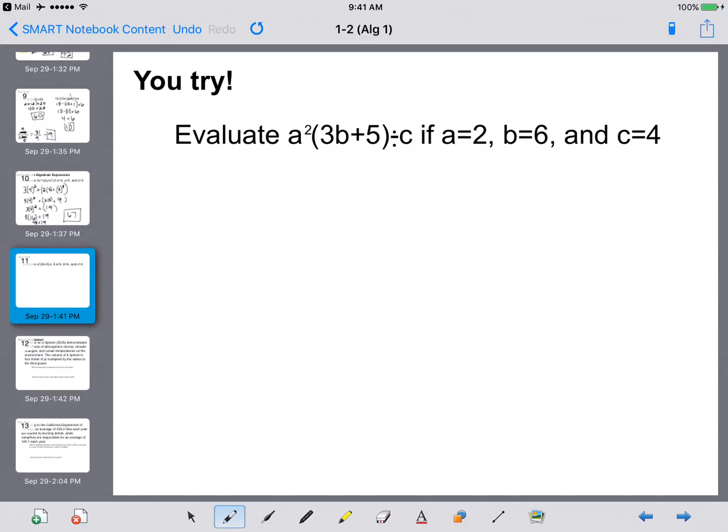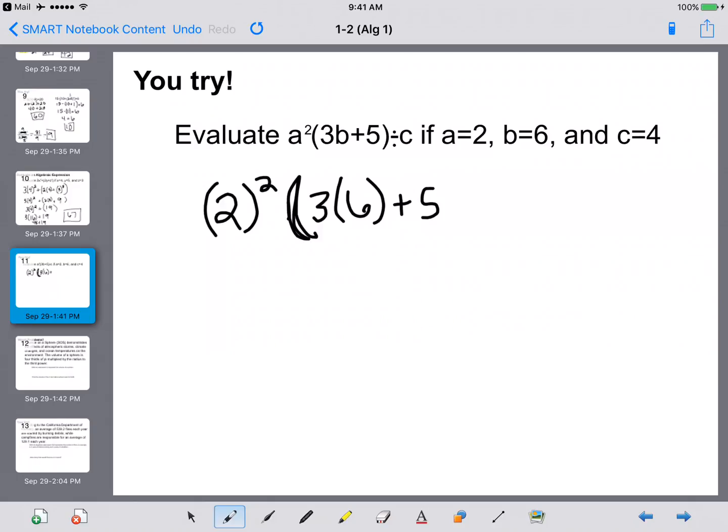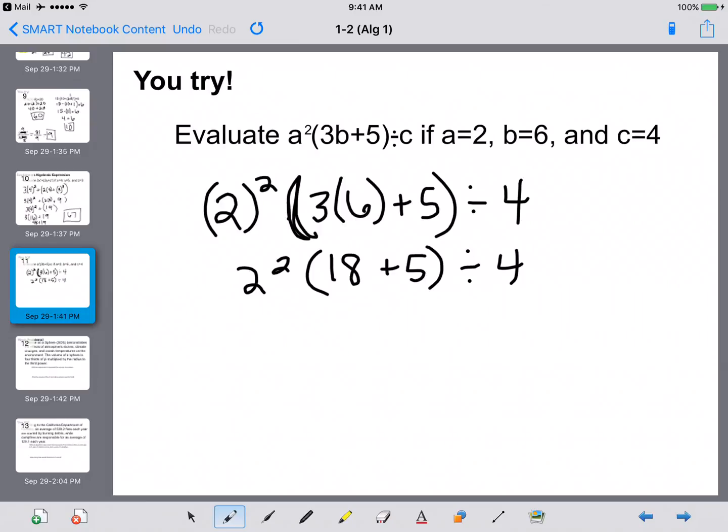Okay, so I want you to go ahead and try this and check back. So 2 squared, parentheses 3 times 6 plus 5, divided by c, which is 4. Okay, working on my parentheses here, 3 times 6 is 18 plus 5, divided by 4, with 2 squared on the outside over here. 18 plus 5 is 23.